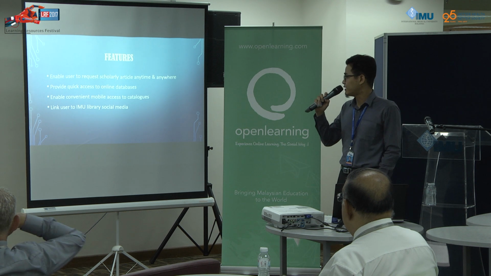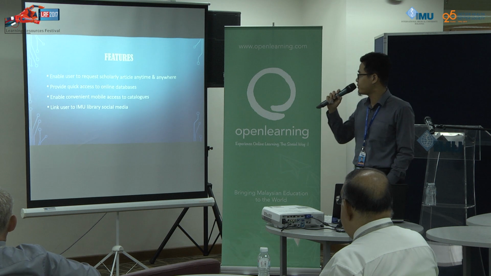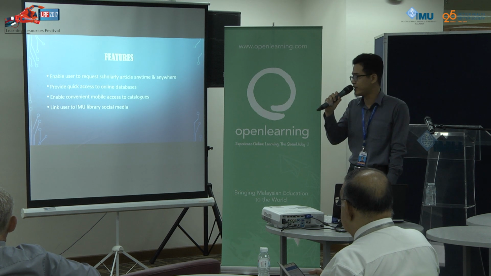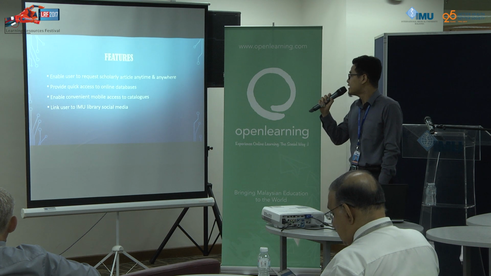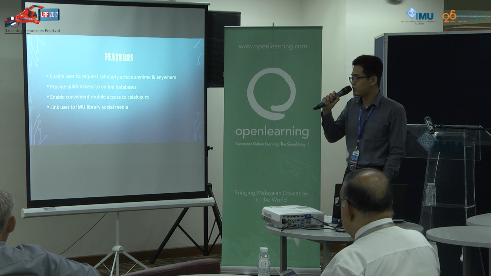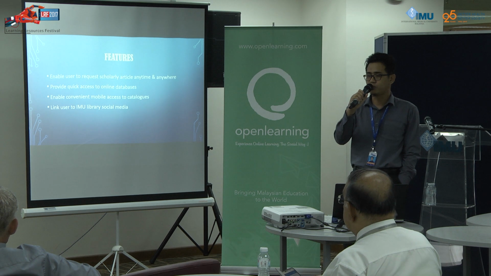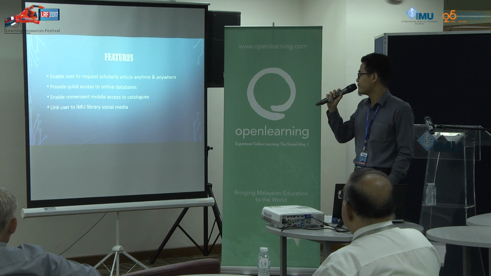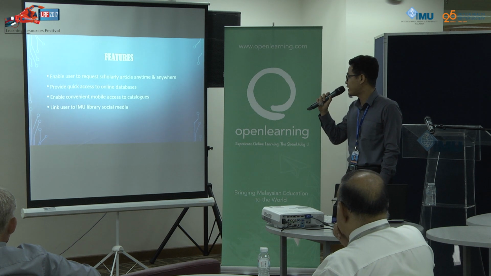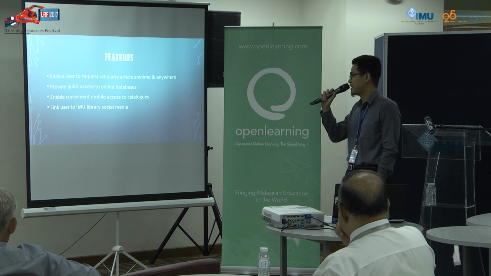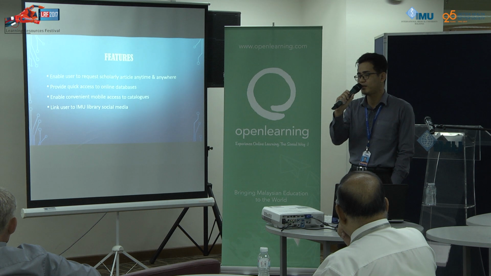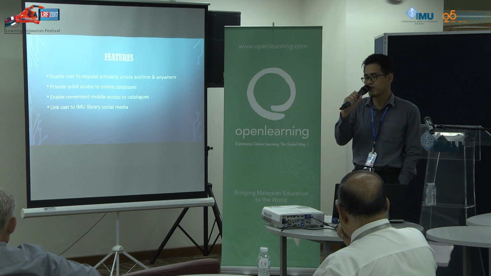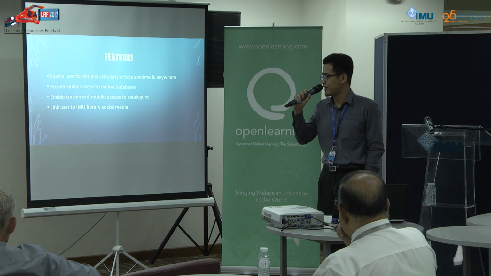This is among the functions of our app. First is to enable users to request scholarly articles anytime, anywhere through the article request. I will show it later. The second one is to provide quick access to online databases. They do not need to put in the URL of our library website. And it enables convenient mobile access to the catalog. Through this application, they can also access our OPAC database, and also link users to IMU library social media such as Facebook, Blogspot, and Twitter.